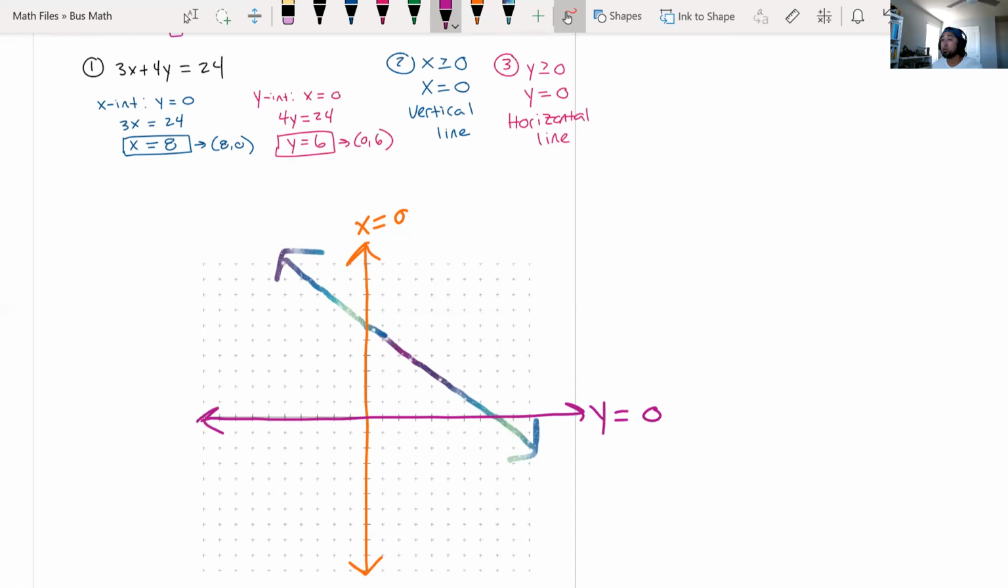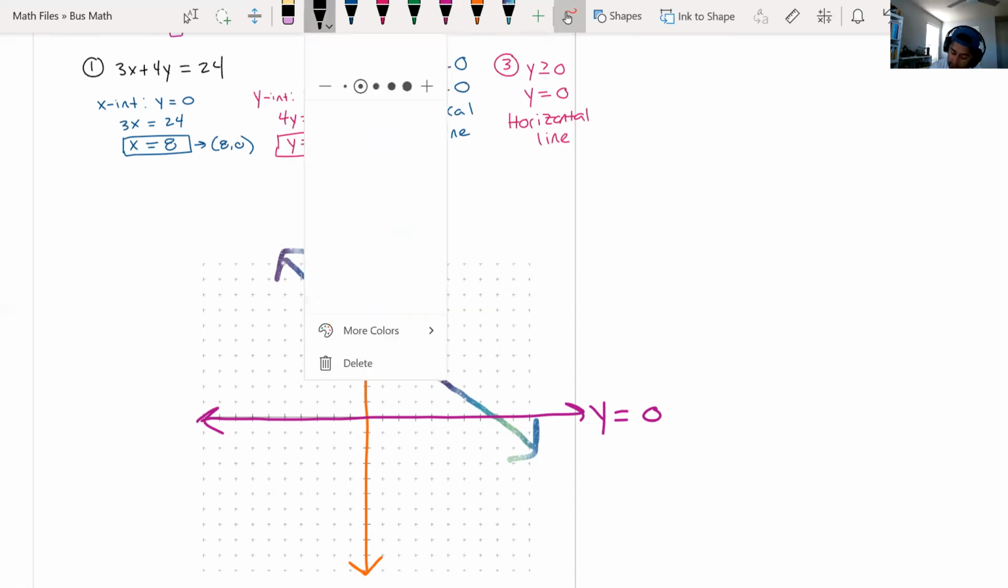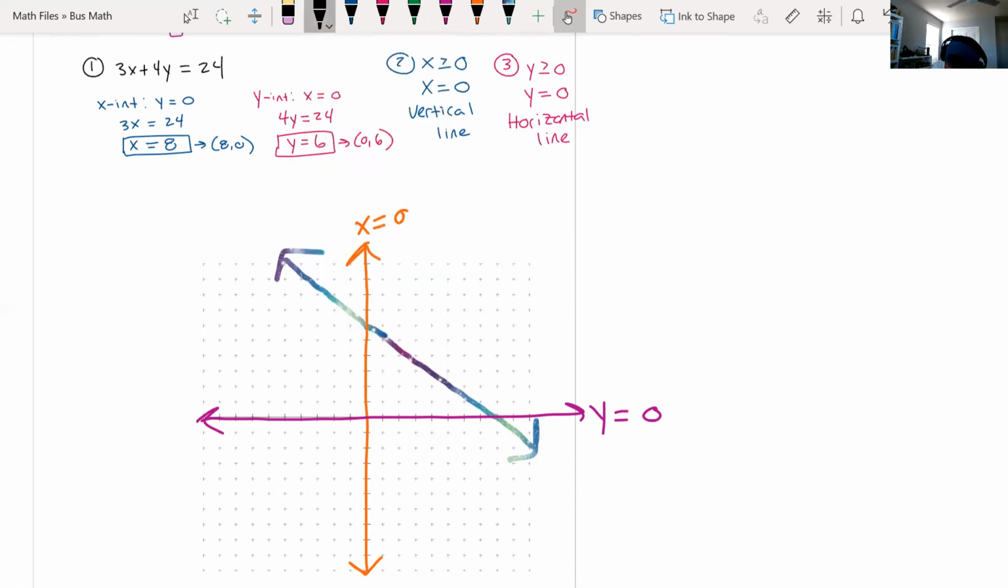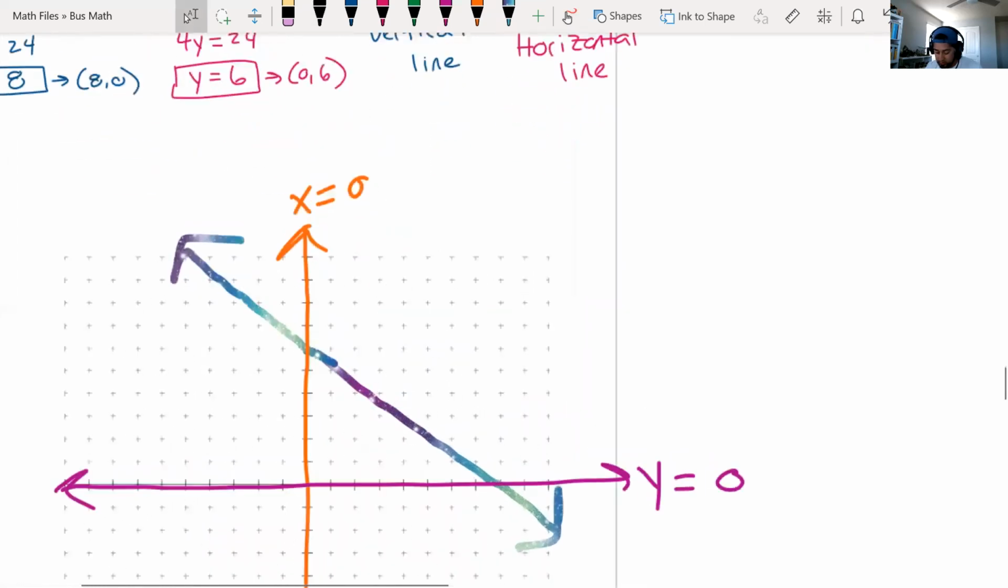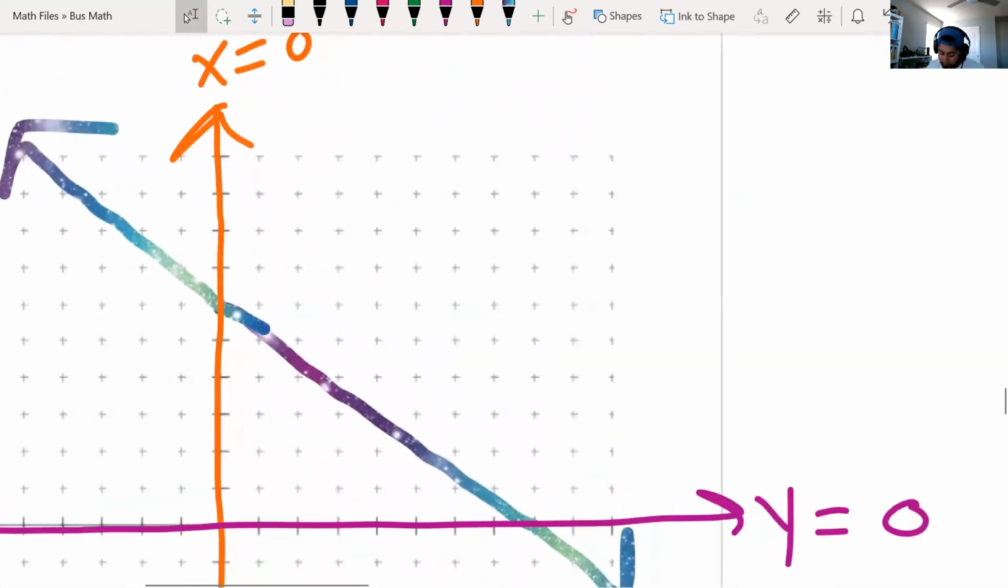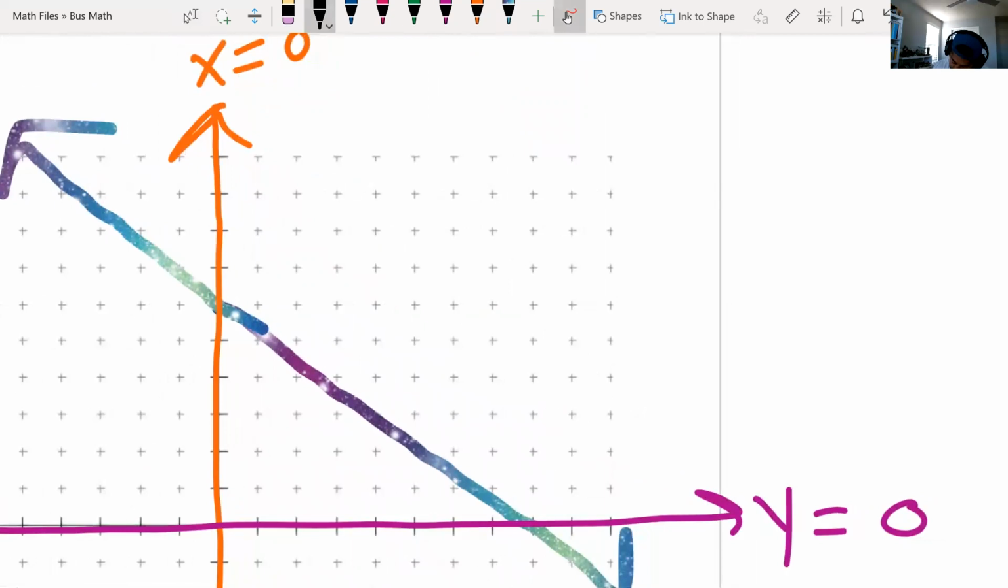Okay, so after we graph them, we want to find the corner points. Where do these lines intersect each other? So we're going to have an intersection point here on the y-axis. I'll zoom in so I can pinpoint them better. So my intersection points are at 0, 0, and then 8, 0, and then 0, 6, right here.